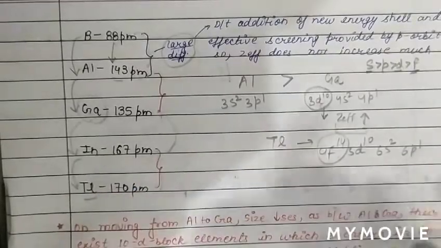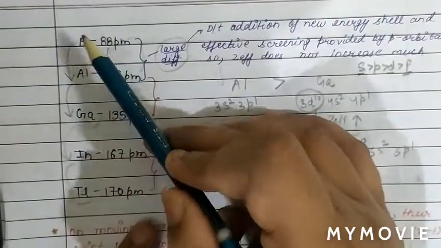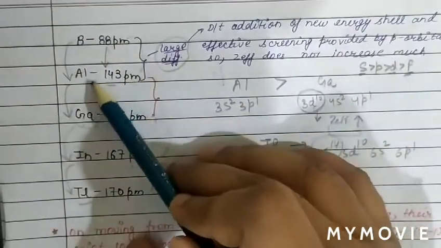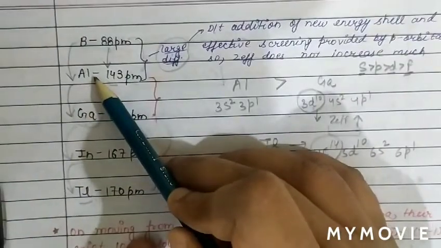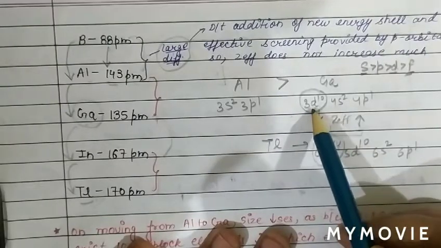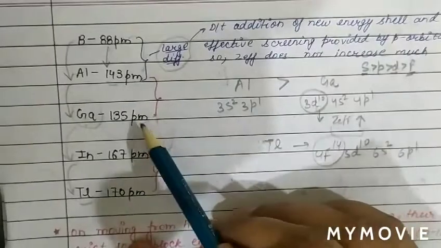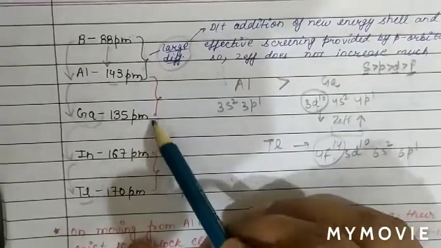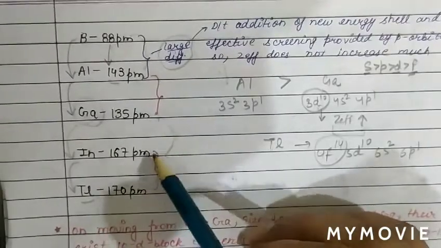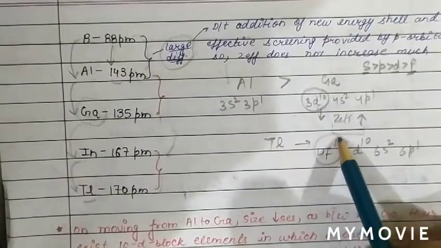So always remember this: from boron to aluminium size increases with a large difference, but the size of gallium is less than the size of aluminium due to 10 electrons in the 3d orbital and poor shielding effect of the 3d orbital, so effective nuclear charge increases. Again, when we move from gallium to indium, size increases. When we move from indium to thallium, again there is a very small change in atomic size, because of the poor shielding effect of the 4f orbital.